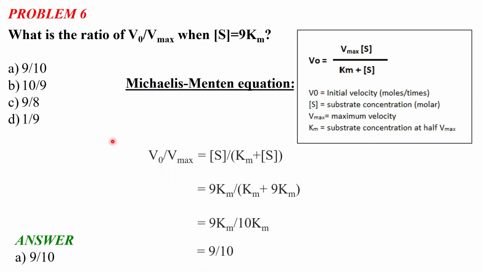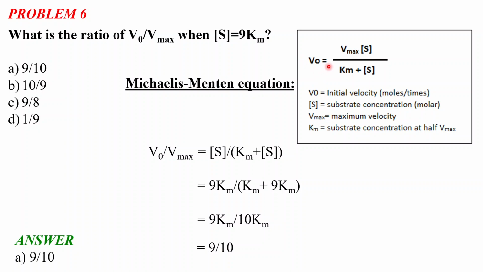So now let us do it. This is the initial equation, V0 equals Vmax into S divided by Km plus S. Now if you take Vmax to the left hand side, what do we have? We have V0 by Vmax on the left, and S divided by Km plus S on the right. In the question it is given that S equals 9 Km. If you replace S with 9 Km, we have 9 Km divided by Km plus 9 Km, which is 9 Km by 10 Km. The Km cancels out, so we have the answer 9 by 10. So the correct answer is number A, 9 by 10.